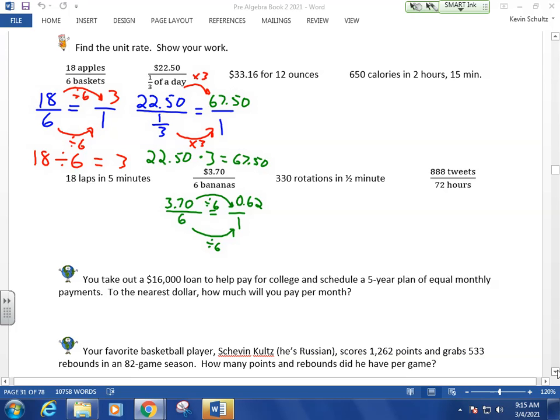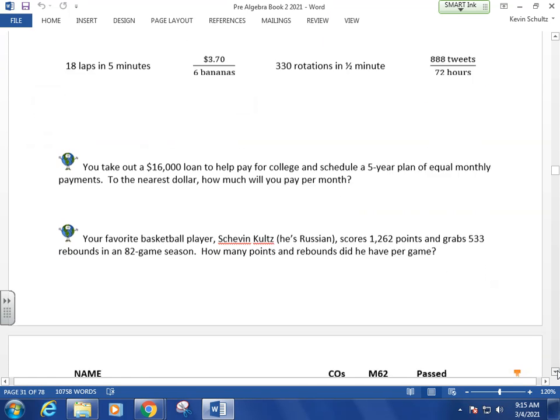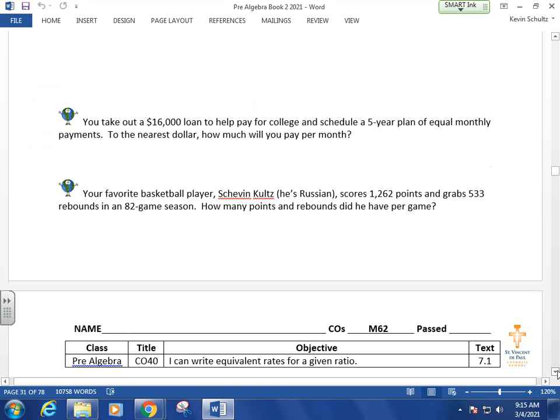5 remaining, can't count. And then down below here, kind of some more real life situations here. You take out a $16,000 loan to help pay for college and schedule a 5-year plan of equal monthly payments. To the nearest dollar, how much will you pay per month? Okay, calculation there. Your favorite basketball player, Shevin Colts, scores 1,262 points and grabs 533 rebounds in an 82-game season. How many points and rebounds did he have per game?